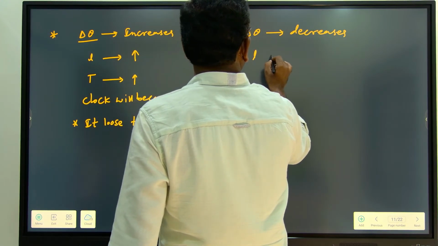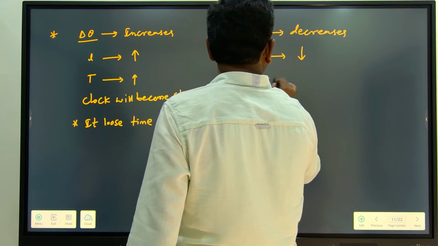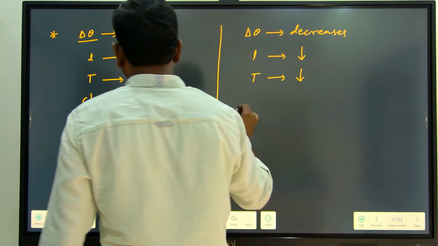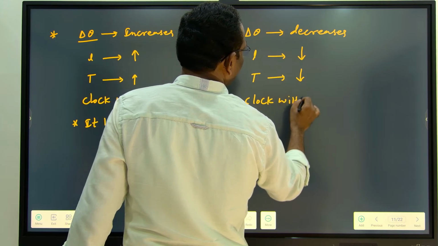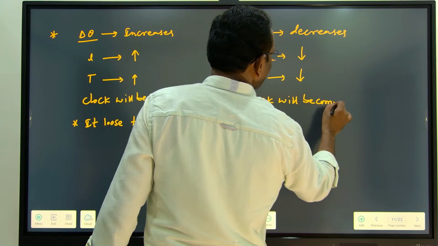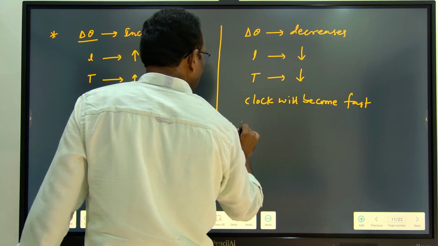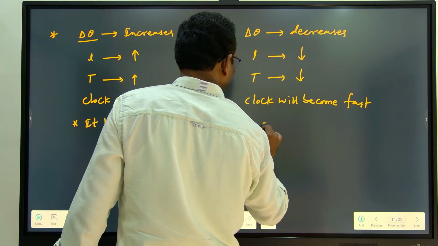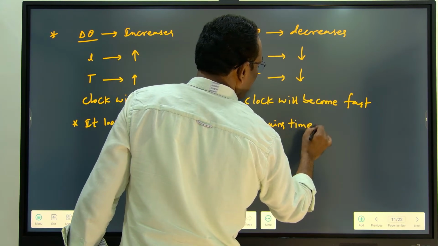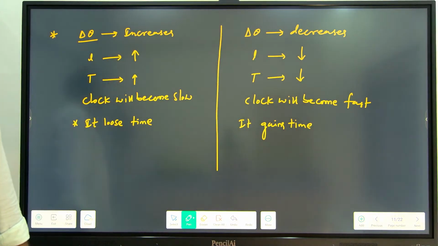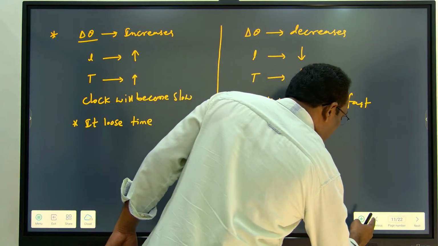So here L, the length of the pendulum, decreases. T decreases and the clock will become fast, meaning it gains time. That is a change in temperature, and that affects the clock.